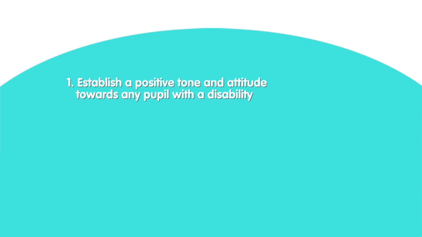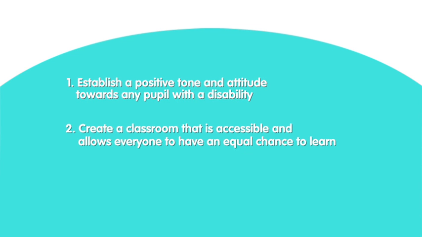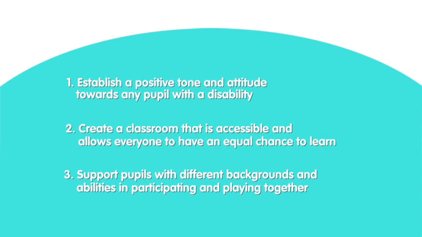There are 3 key steps you can take to make sure that your classroom is inclusive. First, be sure to establish a positive tone and attitude towards any pupil with a disability. Share positive messages with your entire class about differences. Second, be sure to create a classroom that is accessible and allows everyone to have an equal chance to learn. Third, support pupils with different backgrounds and abilities in participating and playing together.